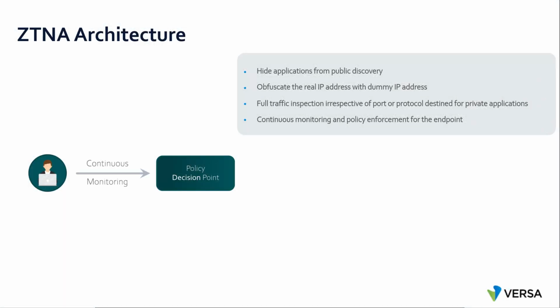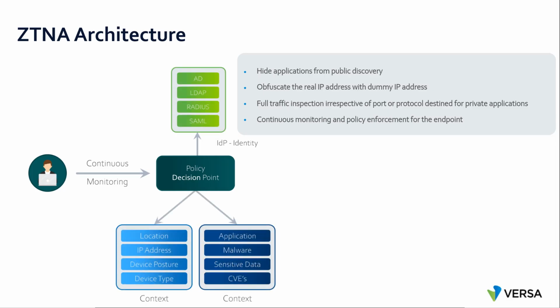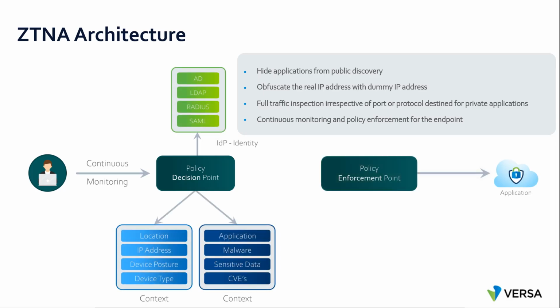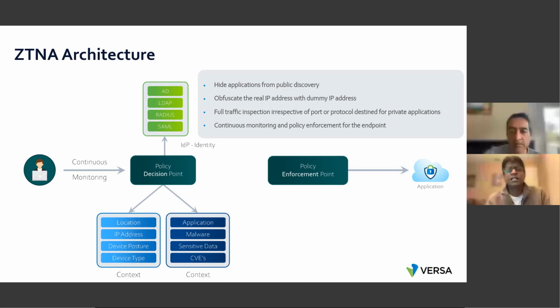Right, thanks. So pretty much, as Dheeraj said, what we try to do is have this continuous policy where it keeps on getting evaluated. It checks for location, IP address, device, posture, device type, application, malware, sensitive data. So all of them are continuously evaluated, and at a given point of time, it checks what is the access, what is the security profile and what kind of profile it matches, and then it allows the packet based on that, right?